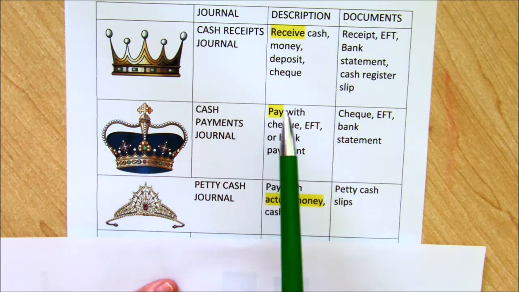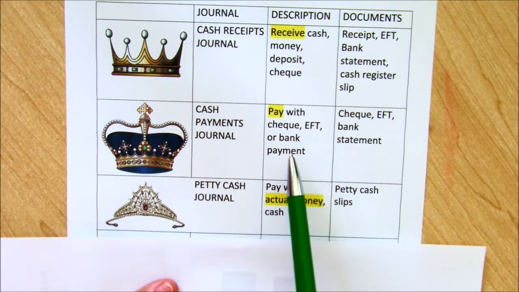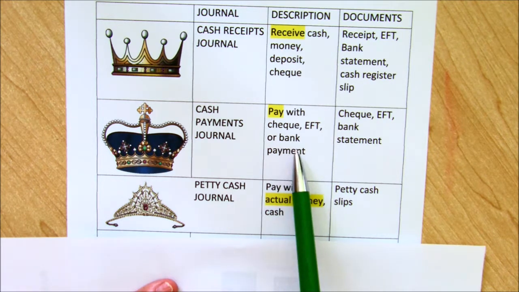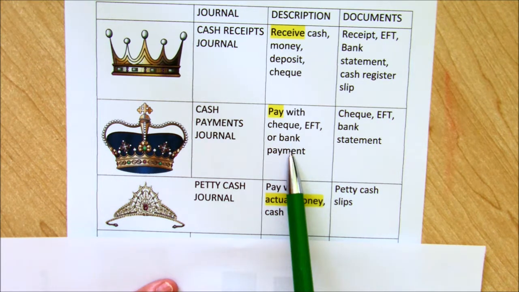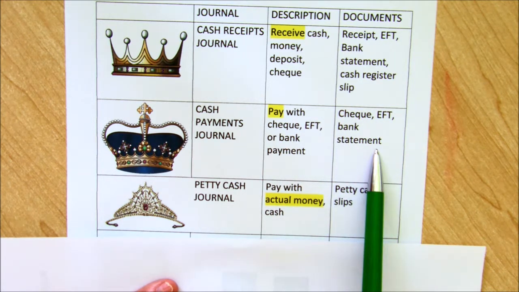But you must be paying, and when you pay, you either pay with a check or an EFT, or it could be via a debit order, in which case it'll be reflected on the bank statement. And those are the documents that are associated with it.